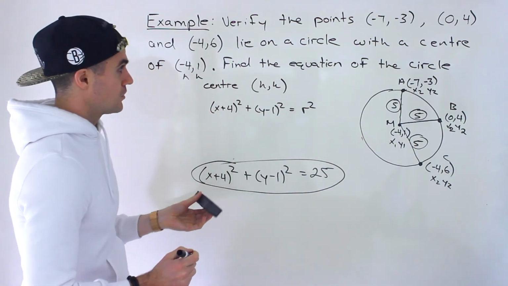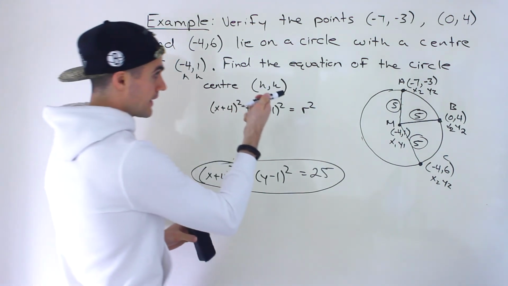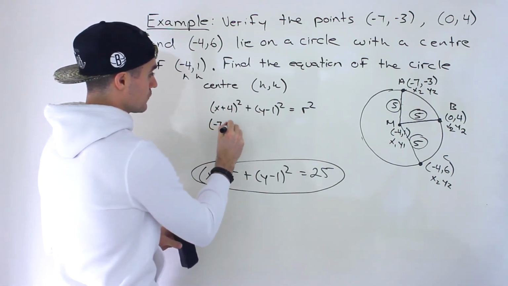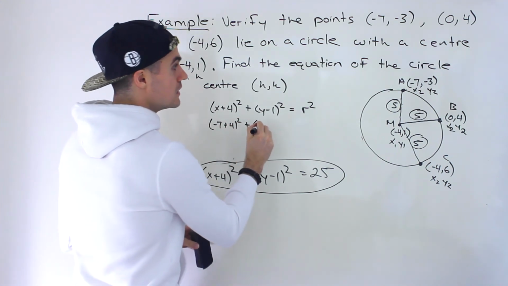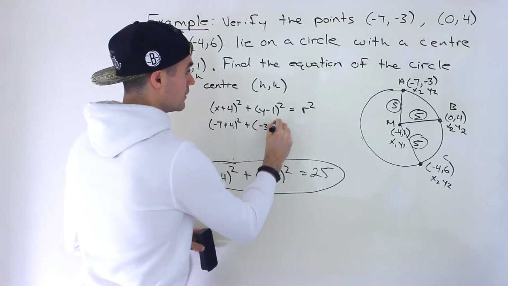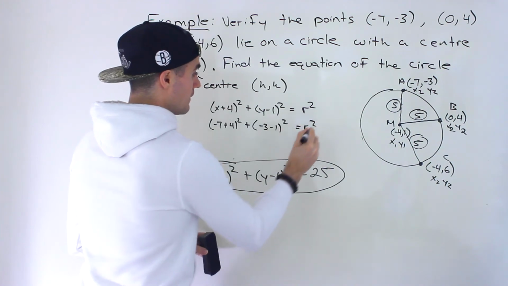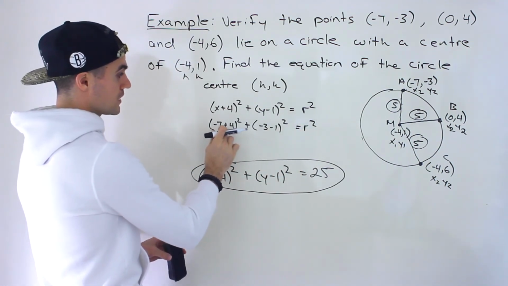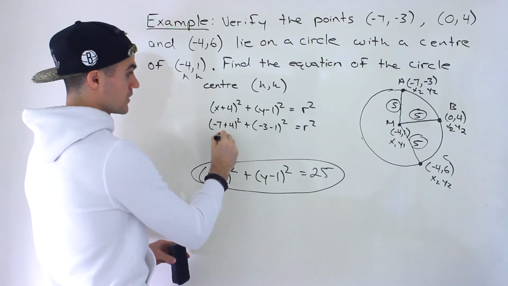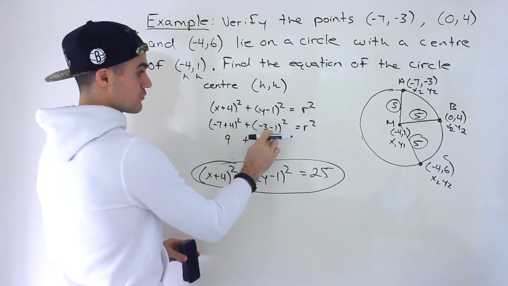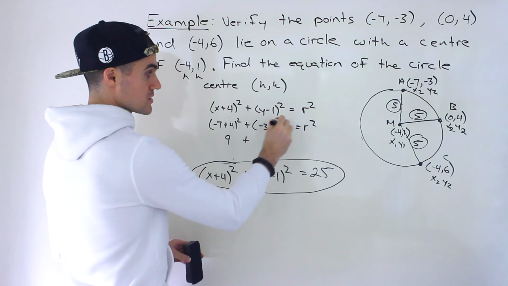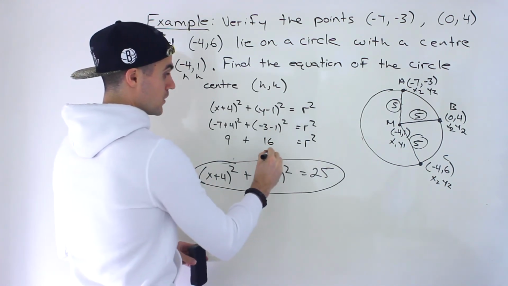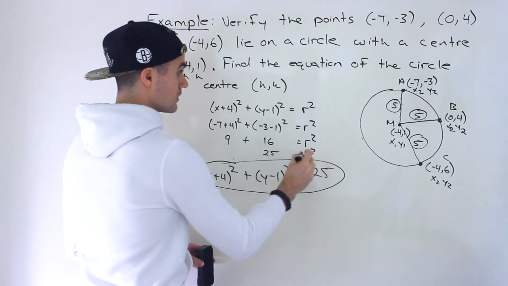So for example, let's say we took negative 7, negative 3. Notice we'll have negative 7 plus 4 squared plus negative 3 squared. And then all you have to do is just do the algebra here. Negative 7 plus 4 would give us negative 3 squared would give us 9, plus negative 3 minus 1 is negative 4 to the power 2 gives us 16. And so we end up getting 25 for that r squared.